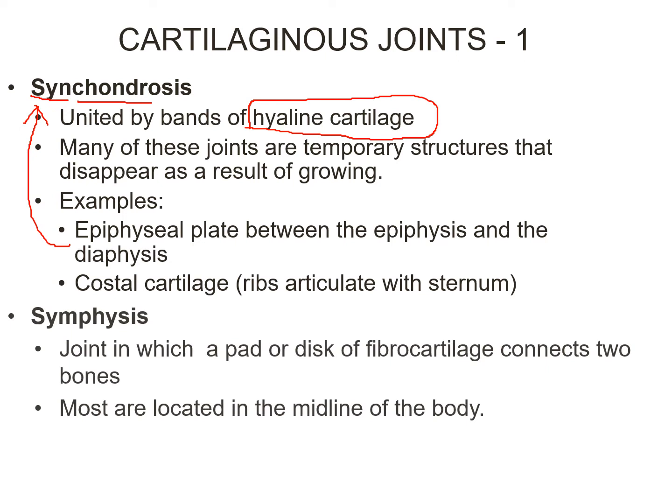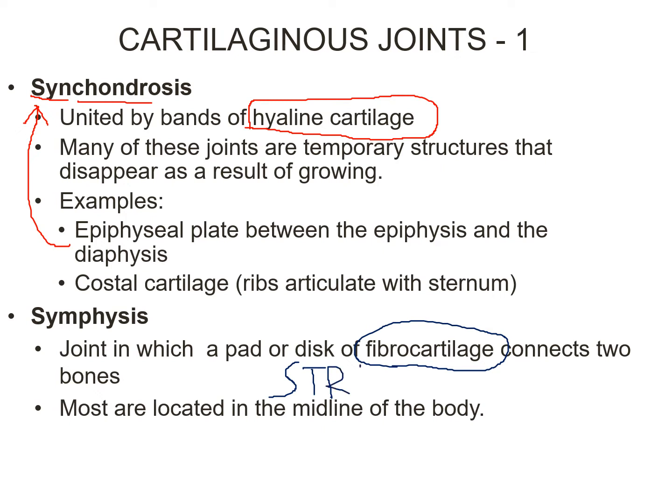The next type of cartilaginous joint is a symphysis joint. And the symphysis joints are going to be mainly fibrocartilaginous. So remember what fibrocartilage is. It's cartilage with a lot of collagen fibers. So this is the really, really strong stuff.